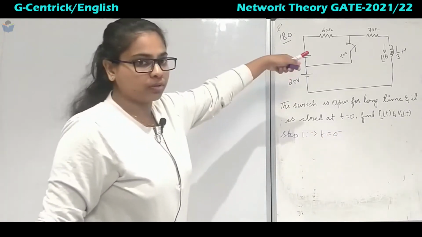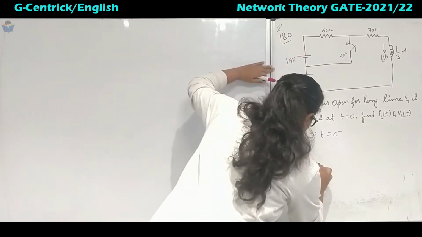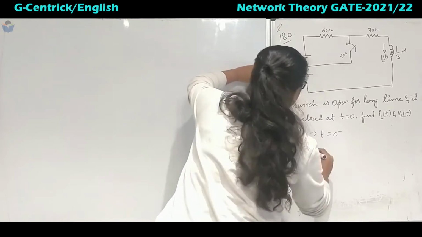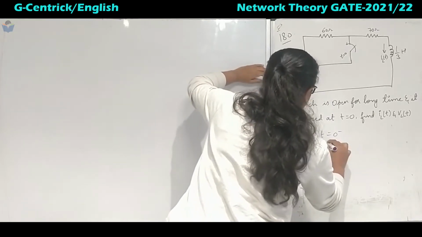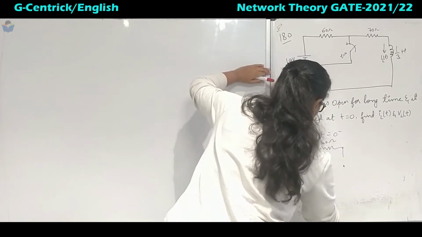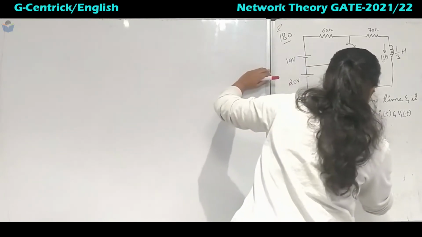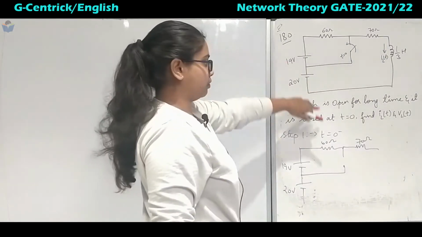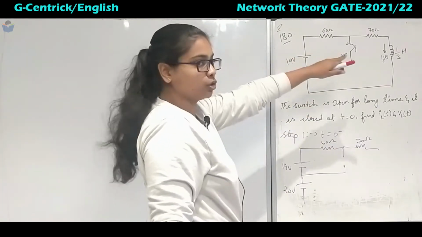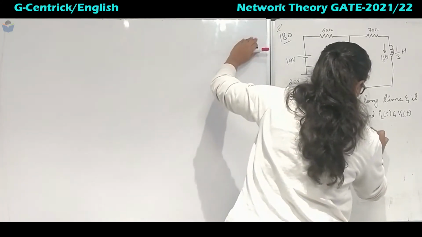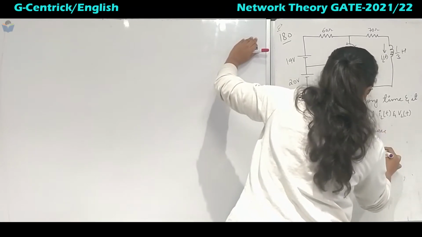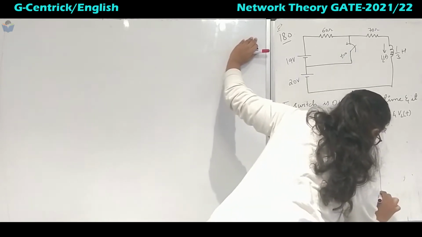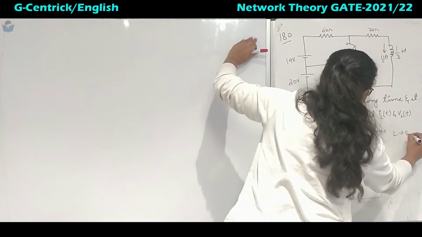It says it's open for a long time, so our circuit will be: this is 19 volts, this is 20 volts, and we have 60 ohm. Then this switch is open. So here we have got 70 ohm. At t equal to 0 minus, it is with source, so the inductor will be short. Inductor is short circuit.